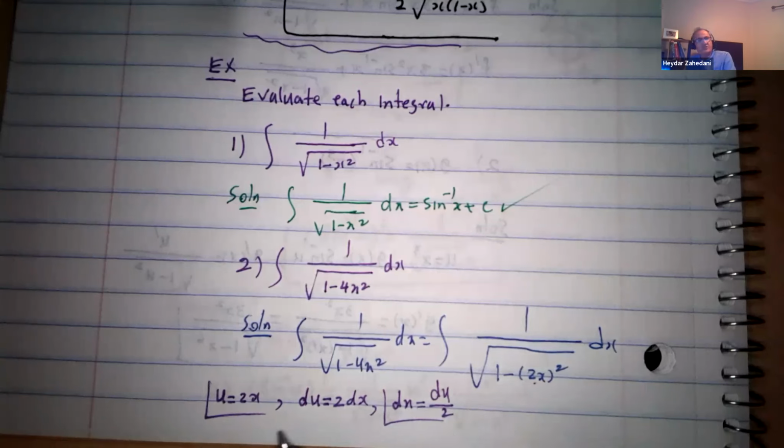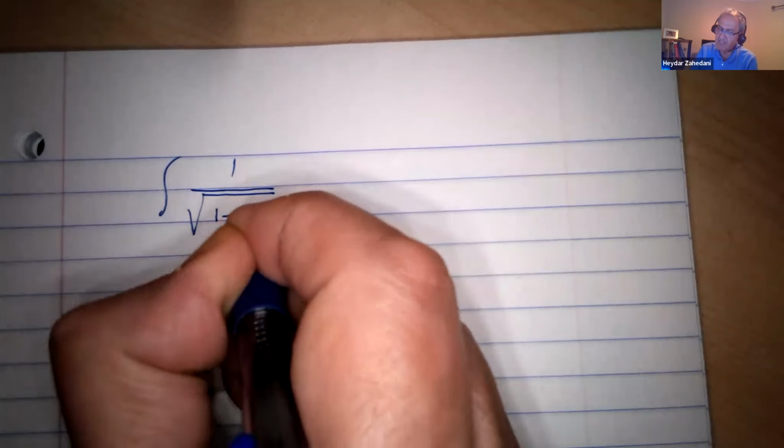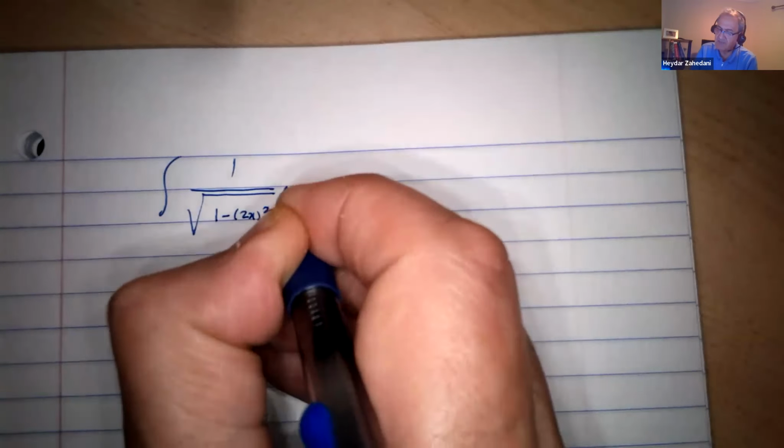We substitute for the u and the dx, and be sure that we get the du part. Okay, so I'm going to repeat it. That's it. So the integral in question is this one: the integral of 1 over the square root of 1 minus 2x squared dx. That's what we are talking about.